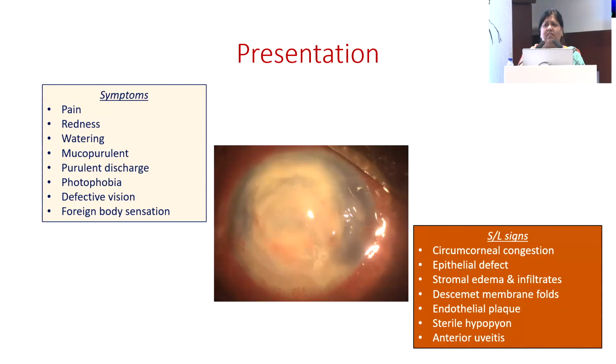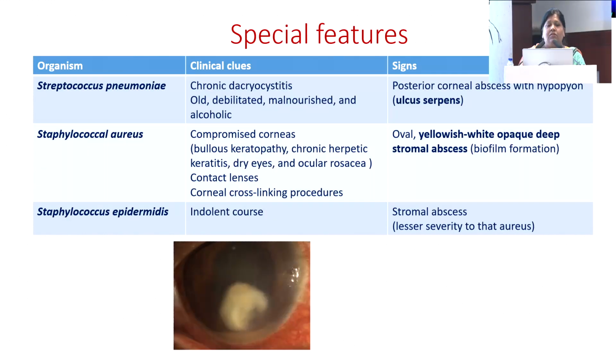So the presentation is fairly straightforward. I'm sure most of you are familiar with it. Pain, redness, watering, mucopurulent discharge, photophobia, defective vision, foreign body sensation. Usually in bacterial keratitis, the history would be for 2-3 days, not more than that. And along with that, there will be other signs like circumcorneal congestion, epithelial erosions, stromal edema, Descemet's folds, endothelial plaque, hypopyon, and anterior uveitis.